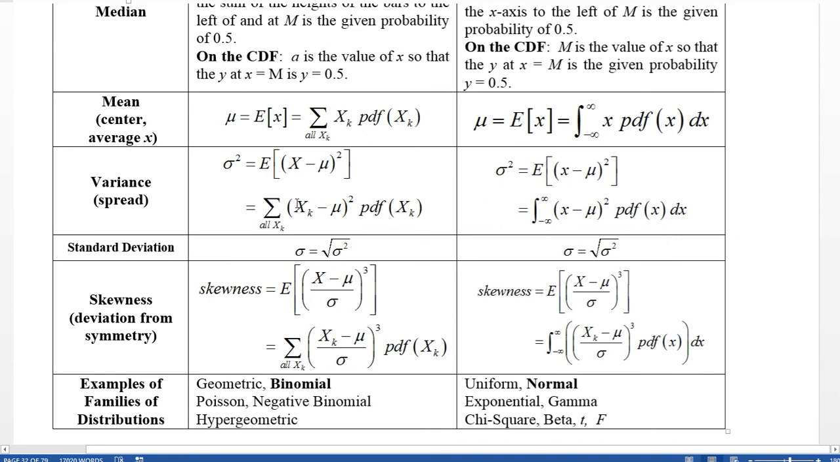So what does mu measure? Mu measures the center of our distribution. If you're changing mu, you're just sliding this thing horizontally, translating it.